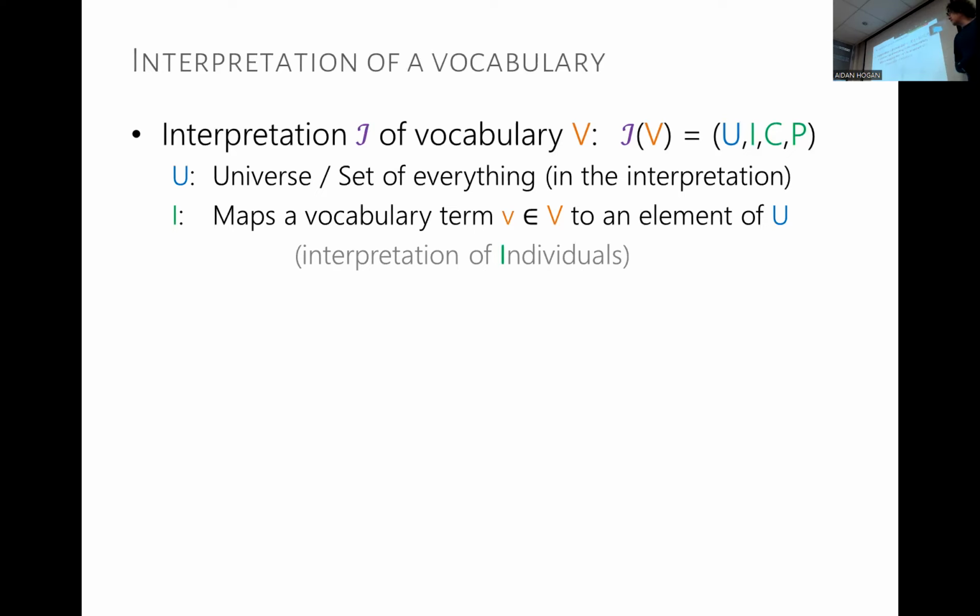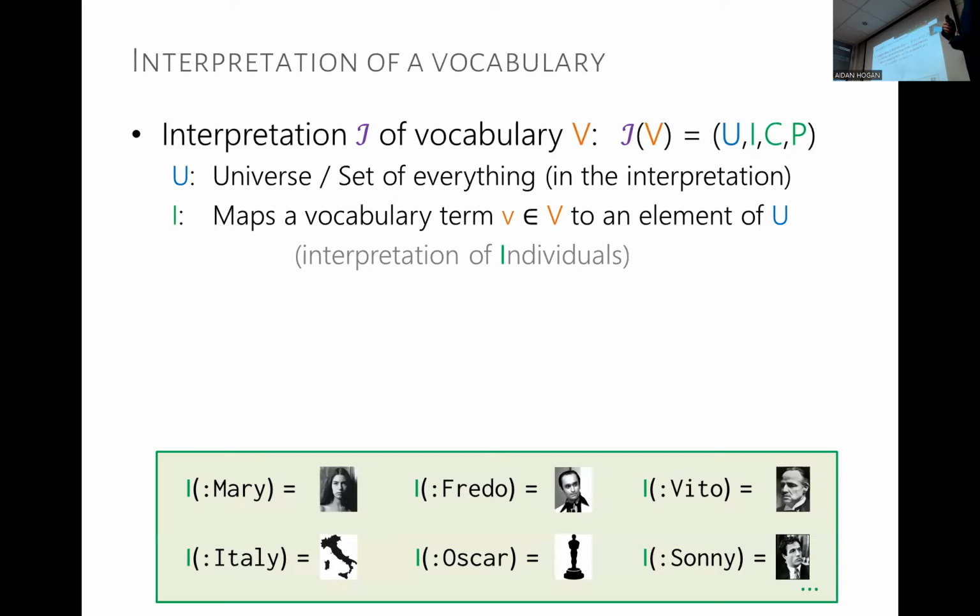We have I, which maps a vocabulary term to an element of U. Yeah. So what does this mean? It means, for example, we take this term Mary that we use in our data, and I will map Mary to say that this term Mary refers to this real world person. Yeah. We have I, which maps Fredo to the real person, Vito maps to the person, and so forth. We have Italy, Oscar, and Sonny. Yeah, so we imagine somehow that these terms we use in the data map to real world entities and real world things.